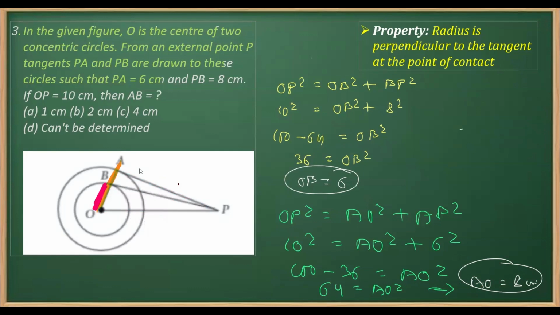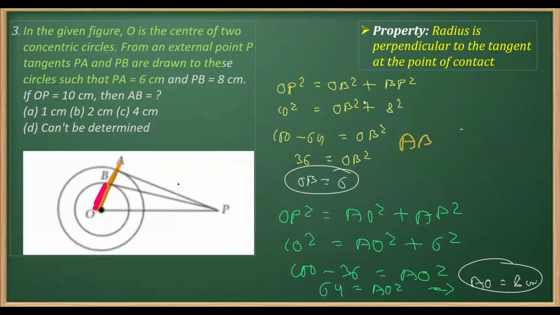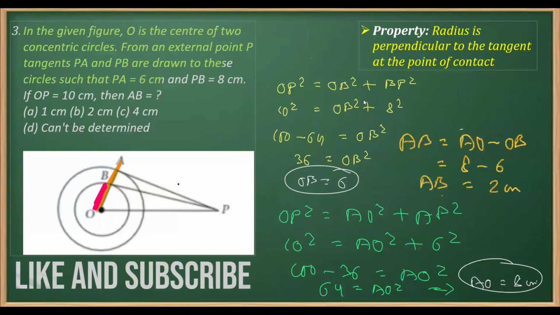So from the figure, you can say that the length of AB, which is what we have to determine, will be equal to AO minus OB. AO is 8 and OB is 6. That means AB comes out to be 2 centimeter. So that's how we'll do this question. Let's move to the last one.